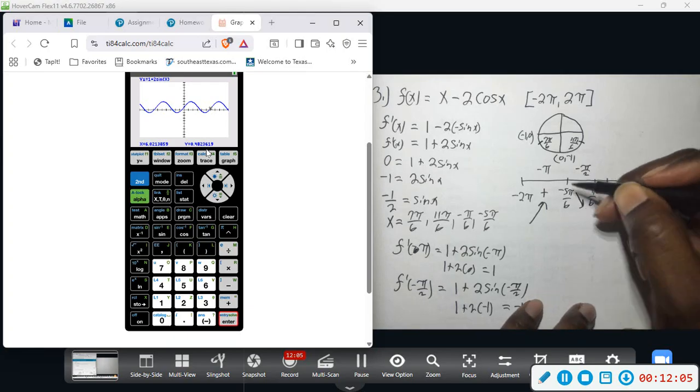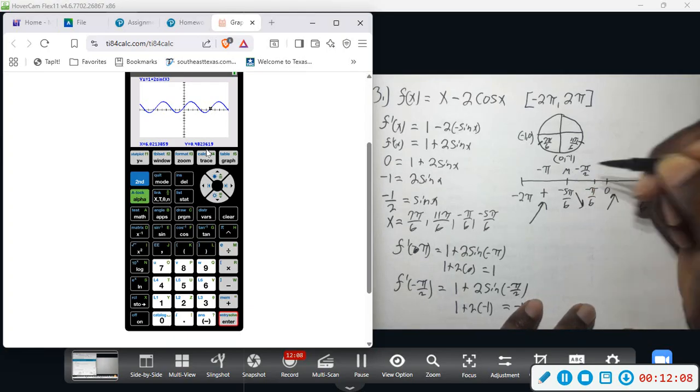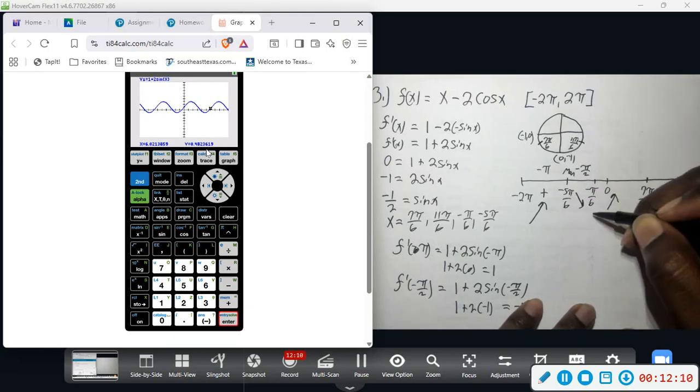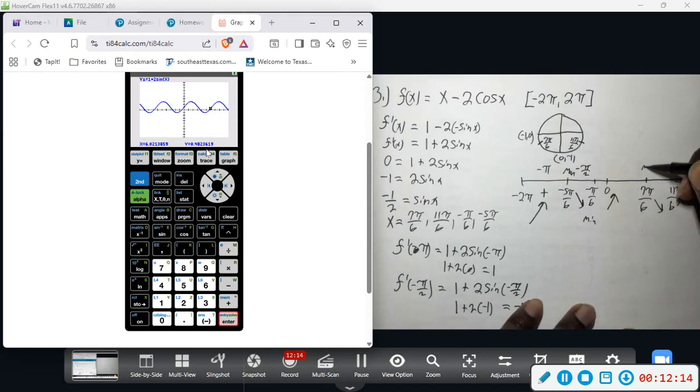So we have a local max, and then we have a minimum here. We have a max, and then we have a minimum, and then it ends at 2 pi.